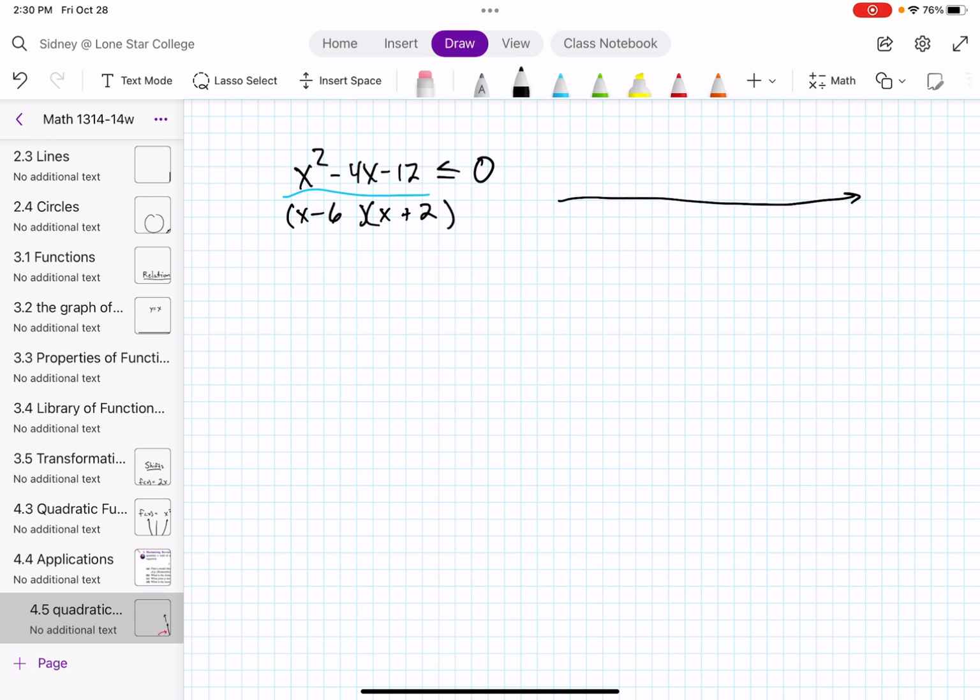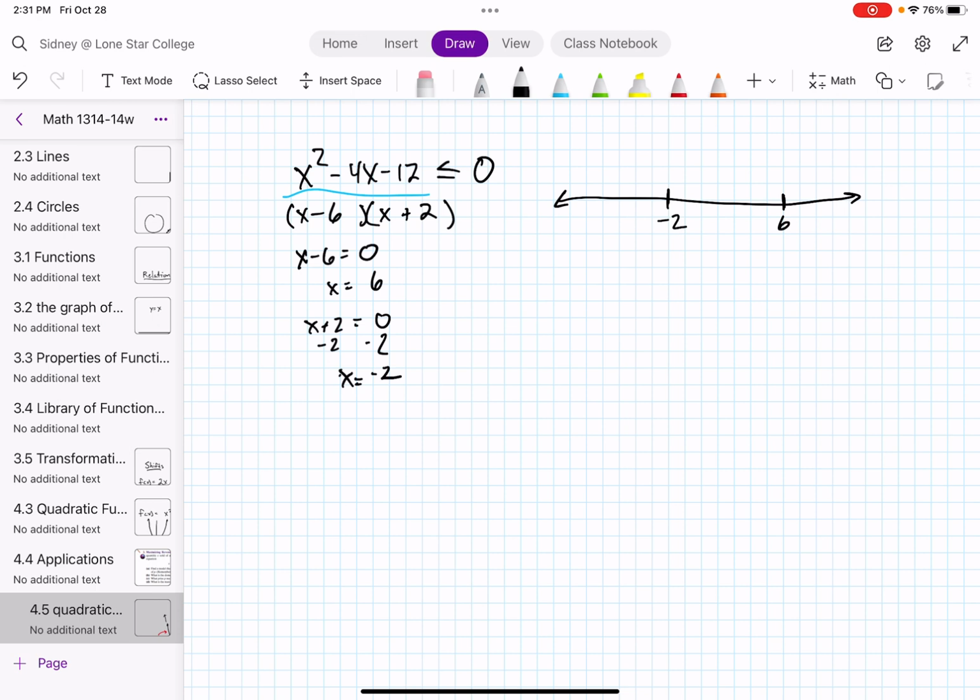And so what I'm drawing here is a number line. Now, there are three regions in this. I have critical values at positive 6 and negative 2, because if we set each of those equal to 0, we'll see that x equals positive 6 and x equals negative 2. So our zeros, our critical values, are at 6 and negative 2.